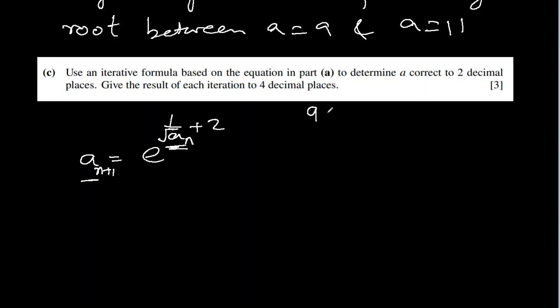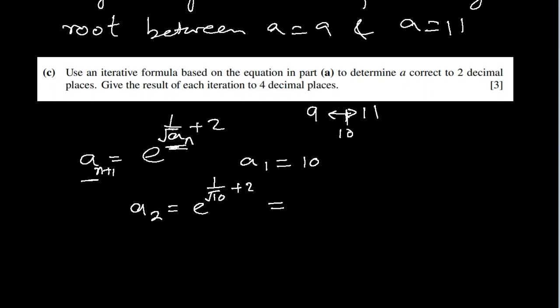So, because the answer is confirmed to be between 9 and 11, I will take the number in between, which is 10. I will start with 10, and that becomes our a1. That means a2, which is n plus 2, right? a2 will be e to the power 1 over square root 10 plus 2. Let me use my calculator to find this.